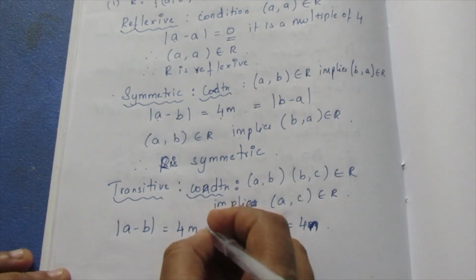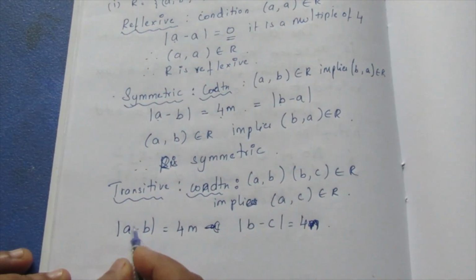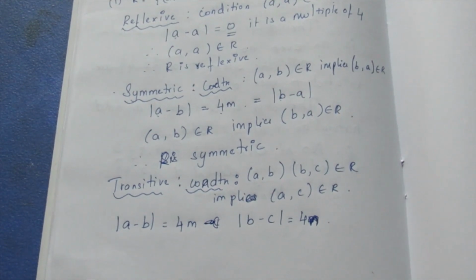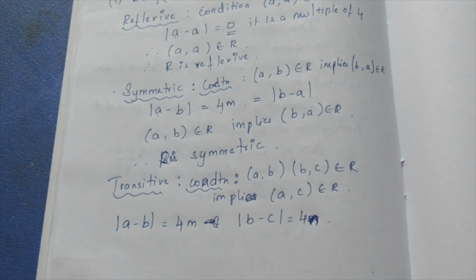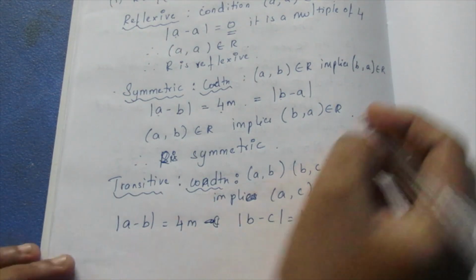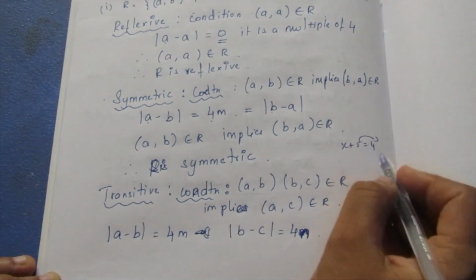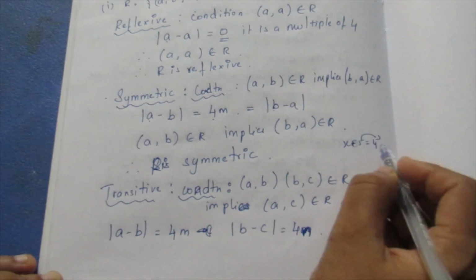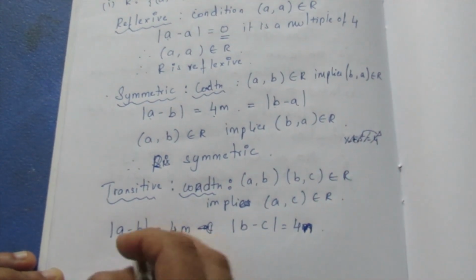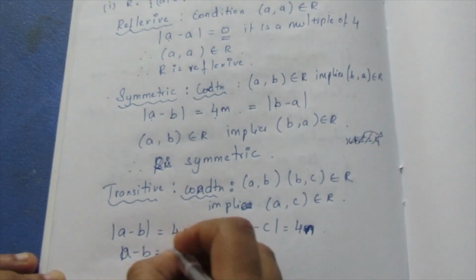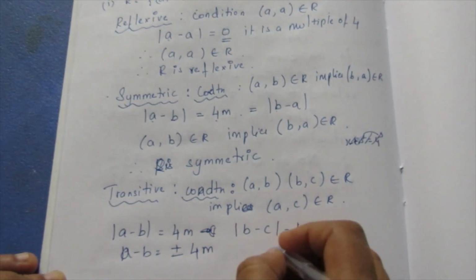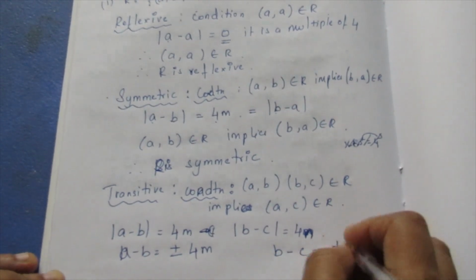If we bring the modulus to the other side of the equal to, it becomes plus or minus. Remember that when a plus number goes to the other side of the equal to, it becomes minus. In the same way, minus goes as a plus. For example, x plus 5 is equal to 4 means 5 goes to that side as minus 5. The same way modulus will go as plus or minus. So b minus c is equal to plus or minus 4n.